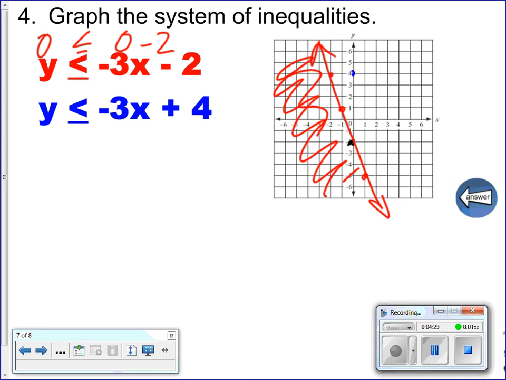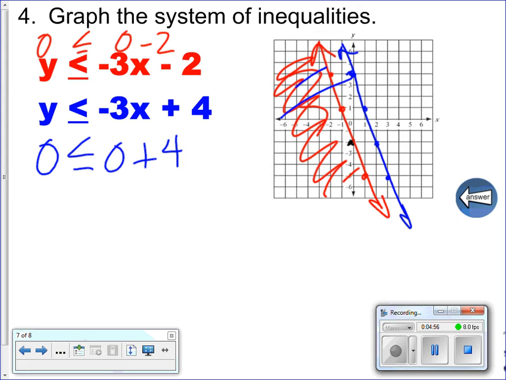Let's graph the second one. It begins at 4 and goes down 3, over 1, down 3, over 1. Okay, and this is a solid line as well. Let's plug it in. Is 0 less than or equal to 0 plus 4? 0 is less than 4. Yes. So we are shading here. And so where do they overlap? They don't overlap until they're this way.